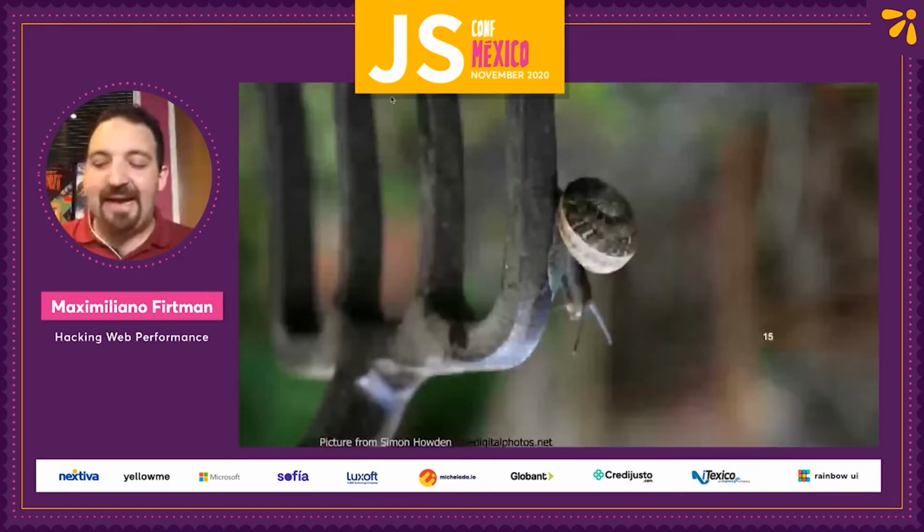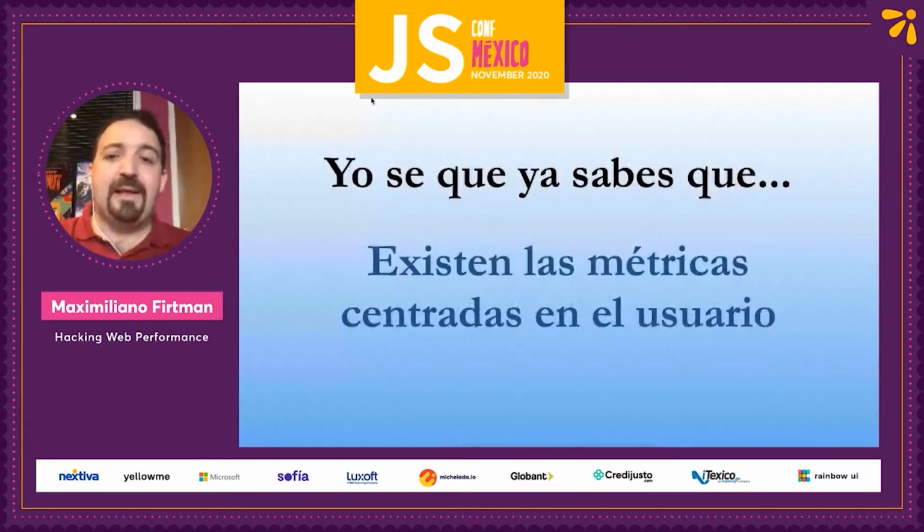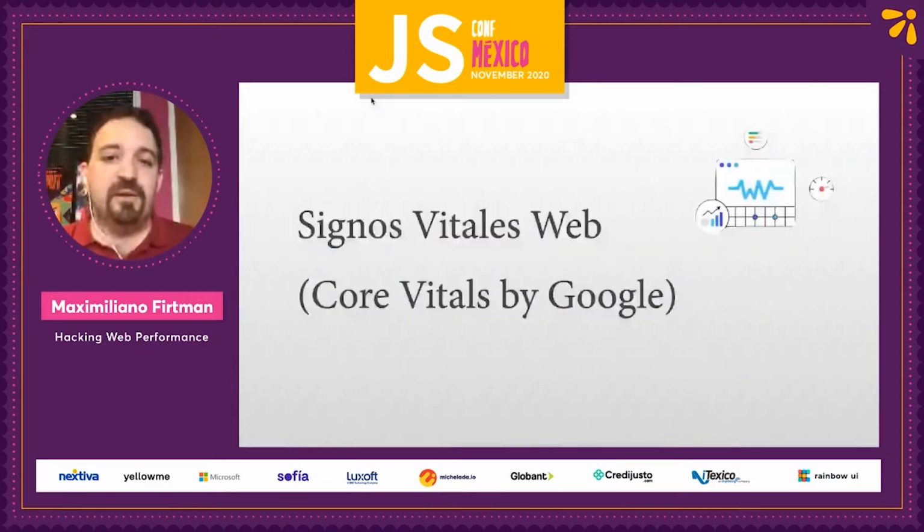So I'm not going to explain this a lot, but this is mainly the responsibility of the front end. We are in the JSConf, so this is our responsibility. Maybe not our whole responsibility, but we do have responsibility for the performance of a website. It doesn't have to do with the cloud, but it's always or mostly a front-end problem. And I know that you know that there are user-centric metrics. Lately, we have been using those created by Google, which are called Core Web Vitals, a set of metrics that are oriented to user perception.